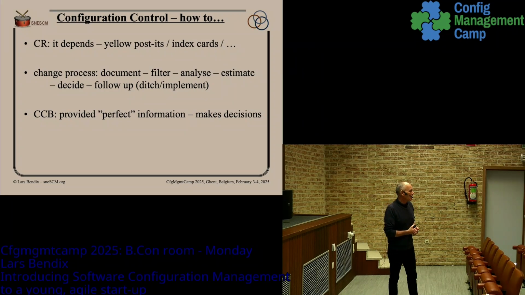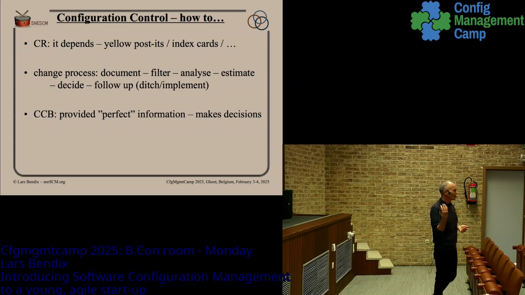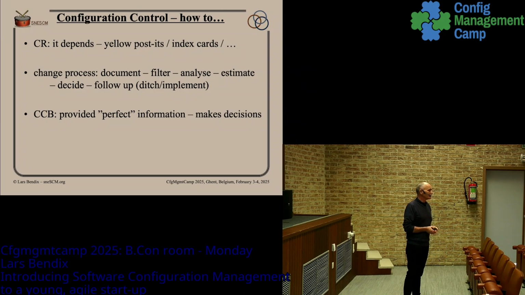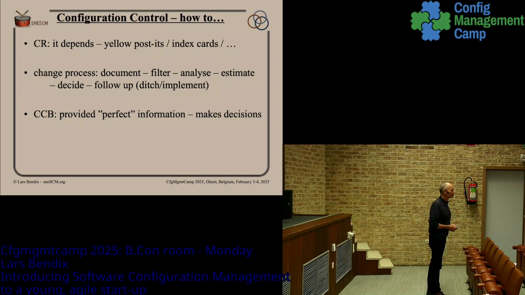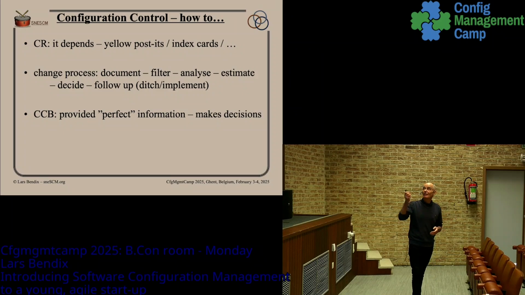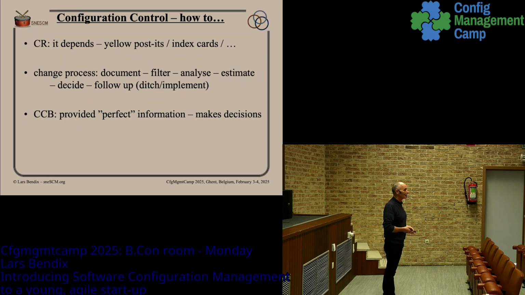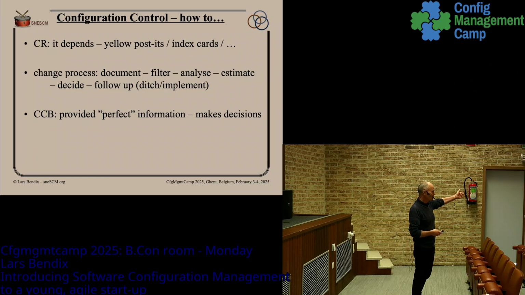A little bit on how we could do that. In my course, I tell my students that most things in software configuration management, the answer starts with "it depends on," especially when we go down into the implementation details. So how should we implement the change request on this young agile startup? Well, it doesn't have to be very formal. Yellow post-its. So if you got a bright idea, you write on a yellow post-it and you put it on the whiteboard.